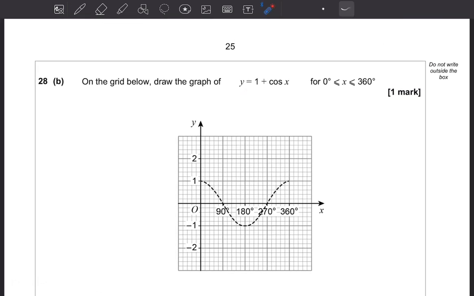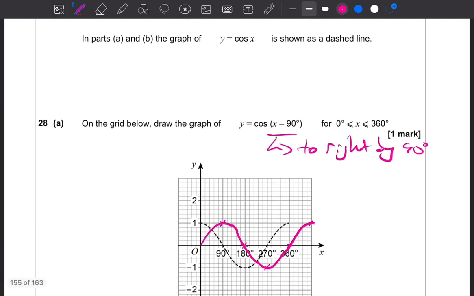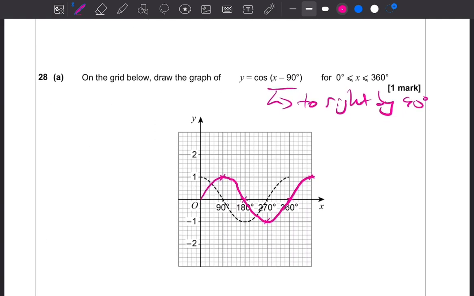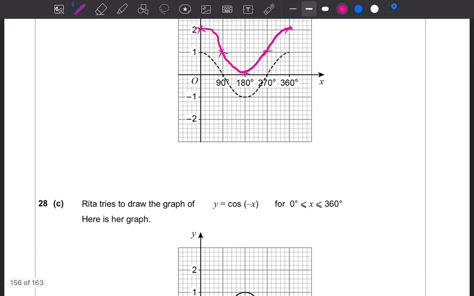1 plus cos of x. So this is up by 1. So it looks exactly the same, but we're going to go through all of these points, but keeping the same shape. Something like that. Just going to check that I draw this in the right place. I only wanted to draw it to 360, so I drew too far. There we go.